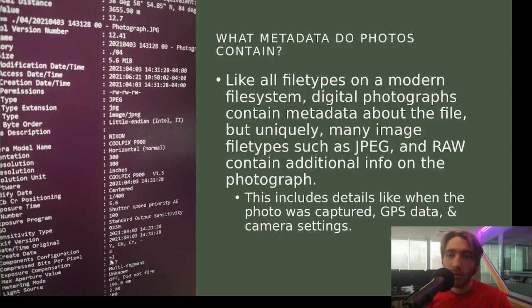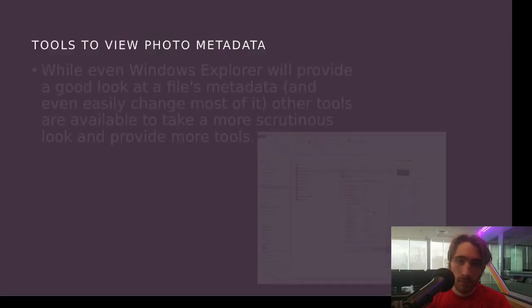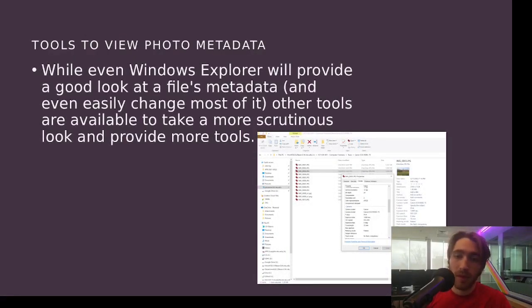As with all files on a modern file system, digital photographs will contain details on the file, but additionally it will contain details on the photograph. These include details like when it was captured, geolocation data if available, and settings of the camera at the time of the photograph. Even Windows Explorer will provide you with enough details to take a look at the metadata within a file and even change some of its fields.